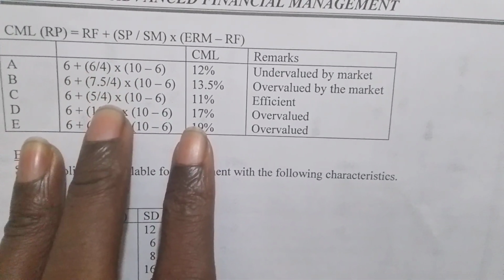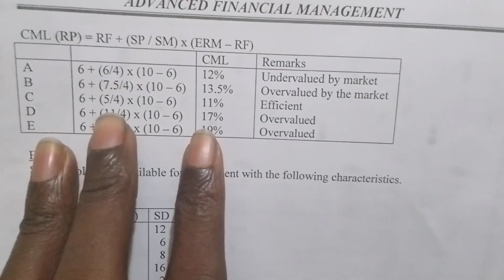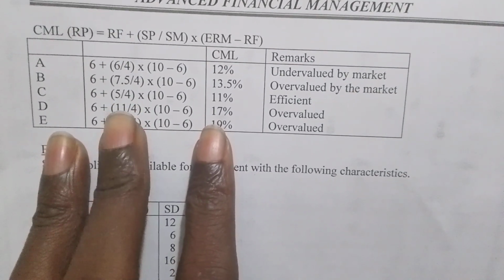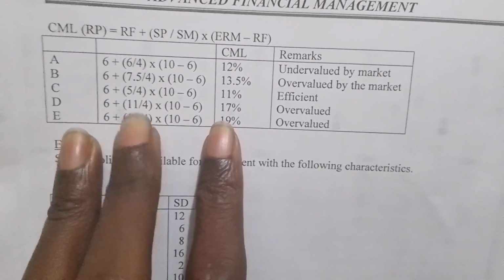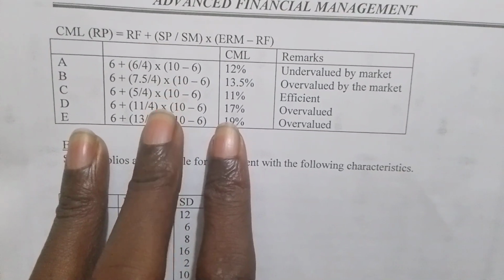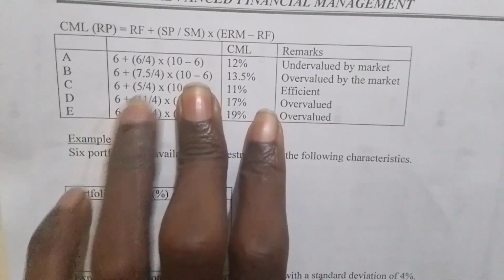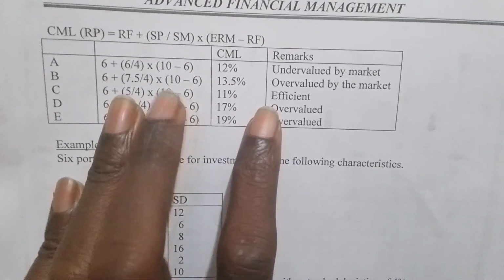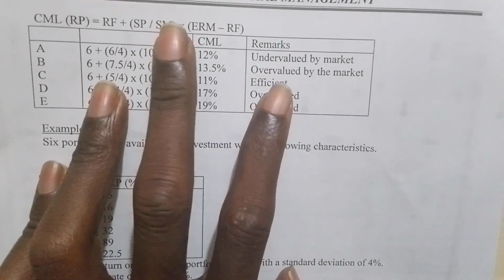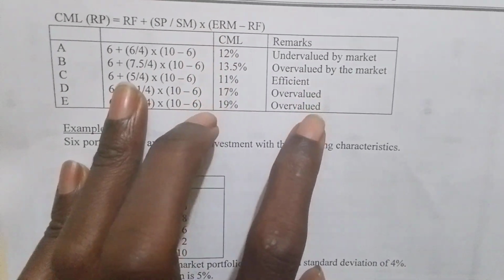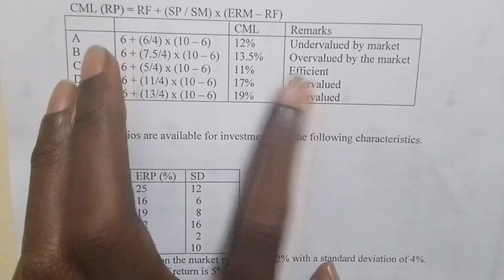Then for B we have 7.5, for C we have 5, for D 11, and for E 13. You are dividing by 4 throughout, multiplied by the expected return of the market minus the risk-free rate. This risk-free rate of 6 is the same as this.